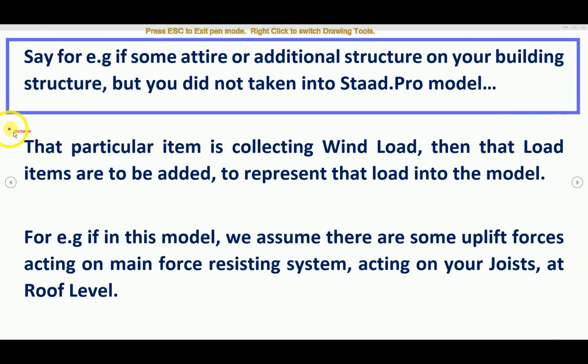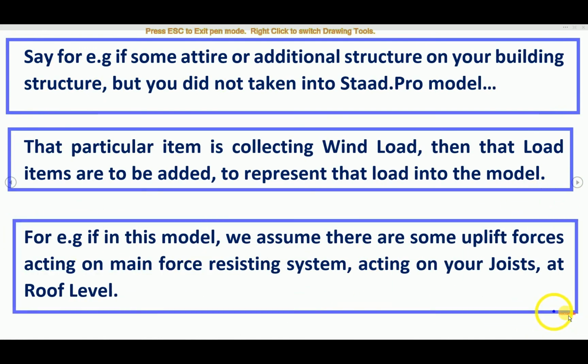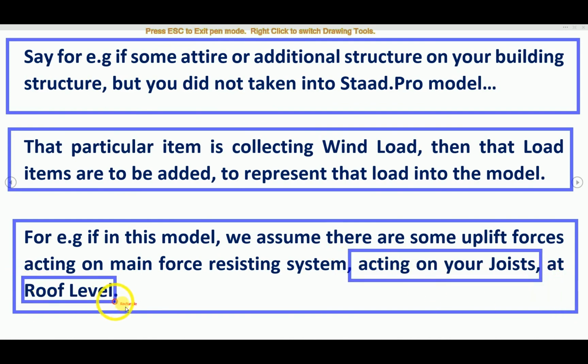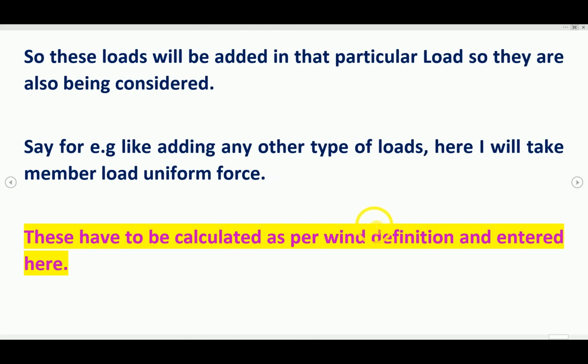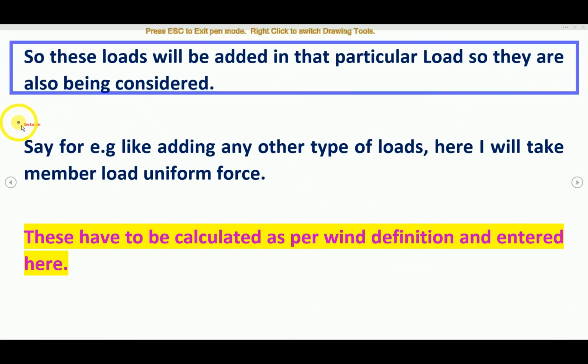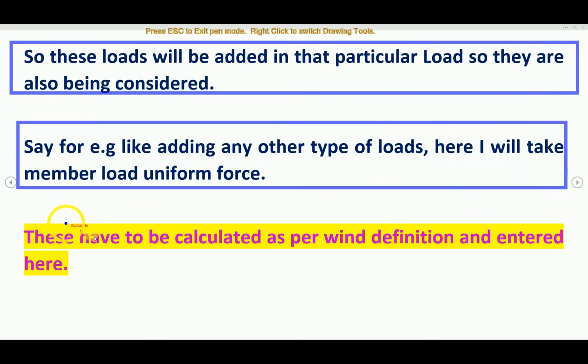Anything else that needs to be considered, then those additional loads will have to be applied additionally. For example, if some attire or additional structure on your building is there, but you did not include it in the Staad.Pro model, and that particular item is collecting wind load, then that load is to be added to represent it in the model. For example, we assume some uplift forces acting on the roof joints at roof level. On that main force resisting system, the uplift forces will be applied. These have to be calculated as per the definition and entered here.